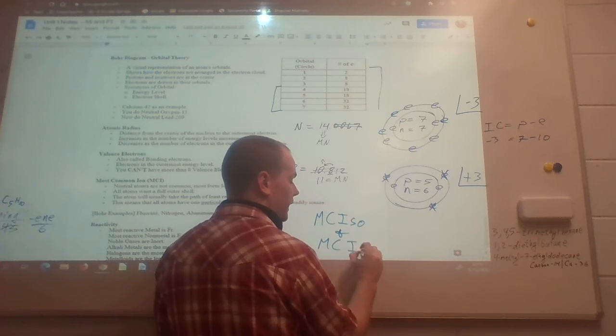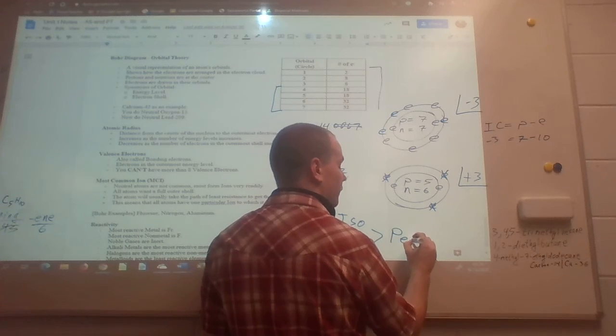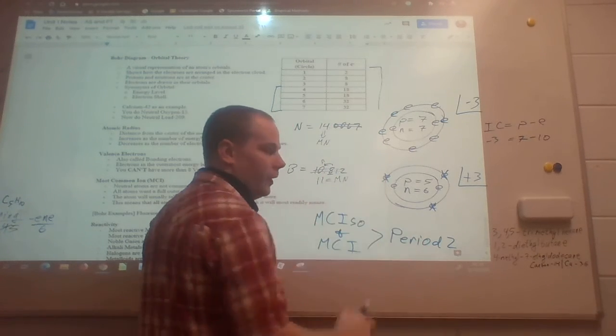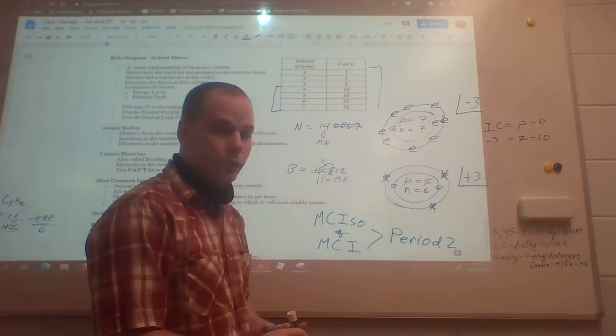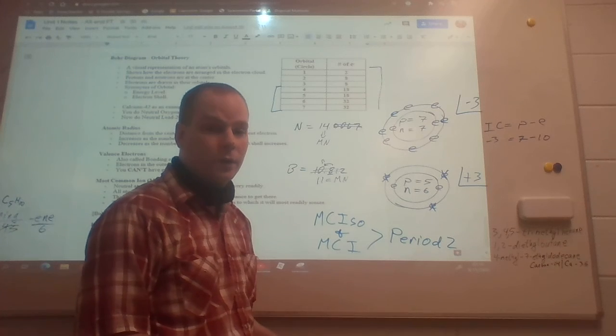The homework assignment for class yesterday was to draw the Bohr diagram for the most common isotope and most common ion for every element in period 2. These are 2 of them, so that's only 6 more. So draw those out. If you can, take a picture of them and email them to me, and I can check them for you and let you know.